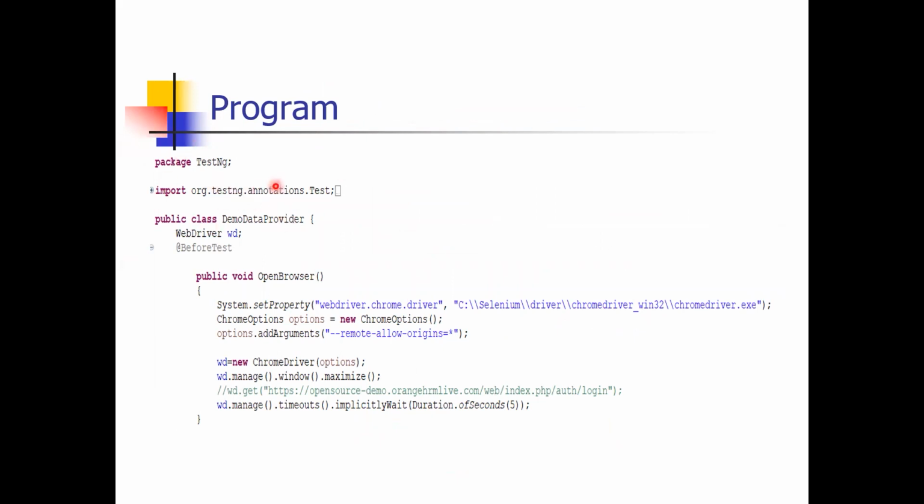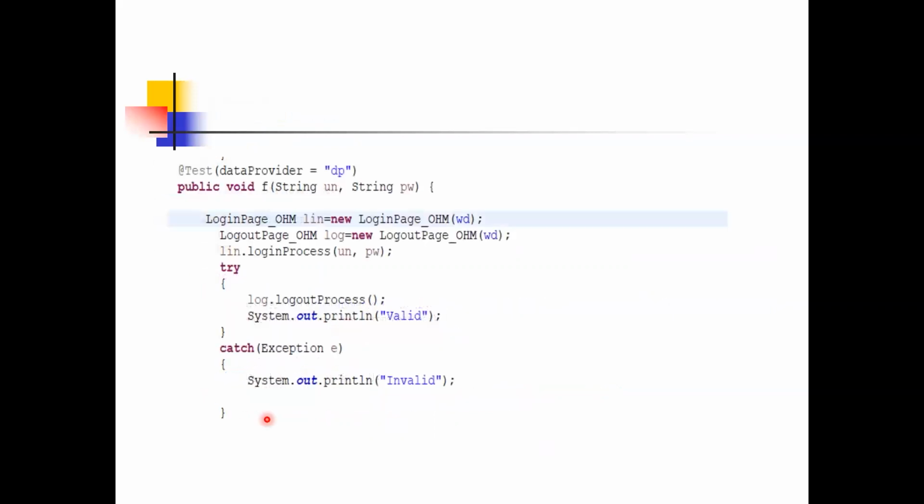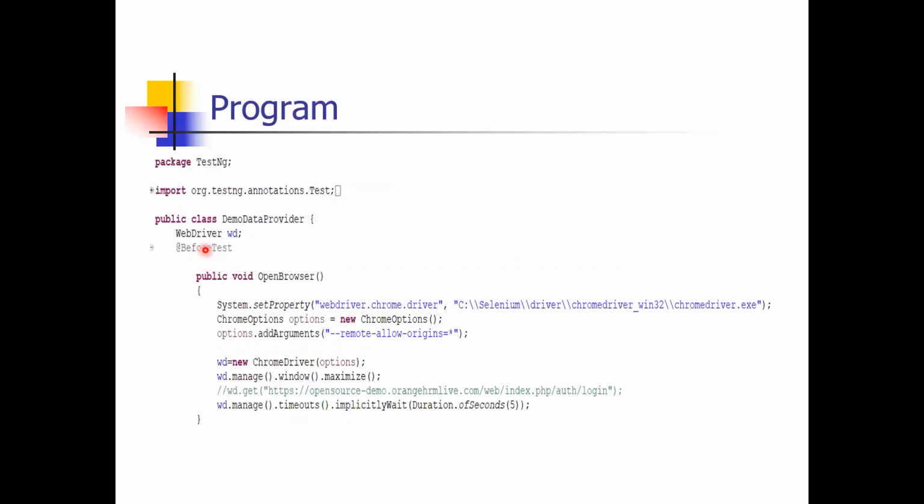This is the program of TestNG as a data provider. We have declared WebDriver wd. Before the test launches the browser, we have to set the property of the driver. It's the Chrome driver. Then we add the argument with the Chrome options. Then WebDriver equals new ChromeDriver, and the window is managed and maximized. This is for the web browser. There is no need to give a URL here because we'll call the login page and logout page for login and logout purposes. So this was before the test.